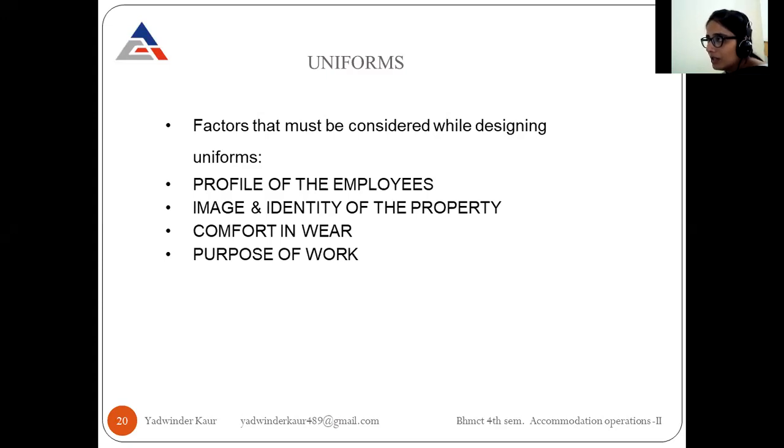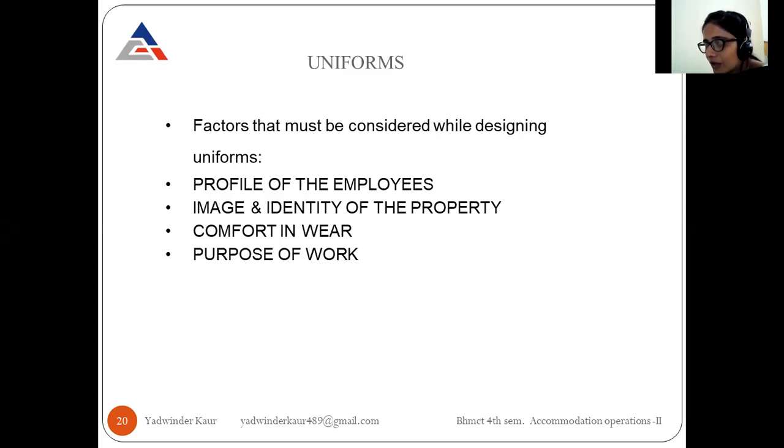Anywhere we go, in any hotel industry or any kind of educational sector, we will get a uniform, right? So the uniform should be at a comfort level. We have to wear it, so comfort in wear we have to check. Then the purpose of work.